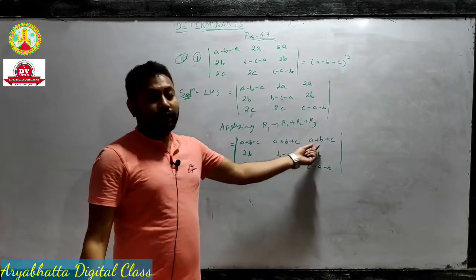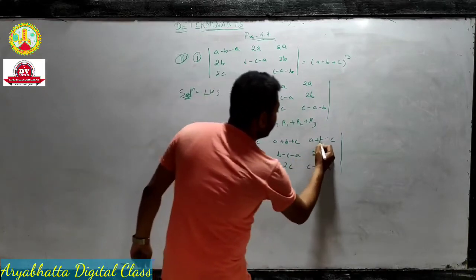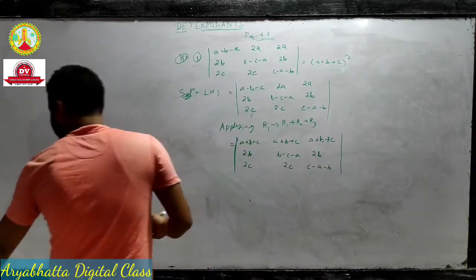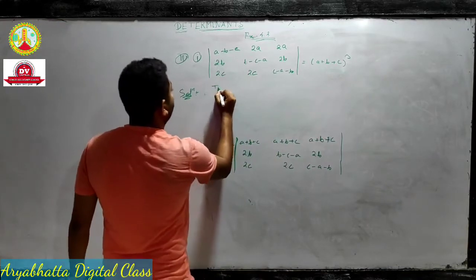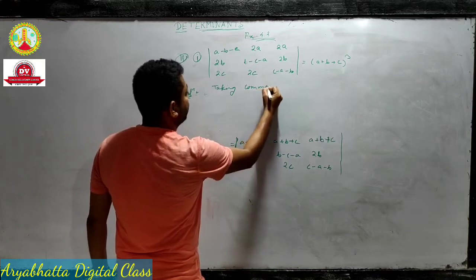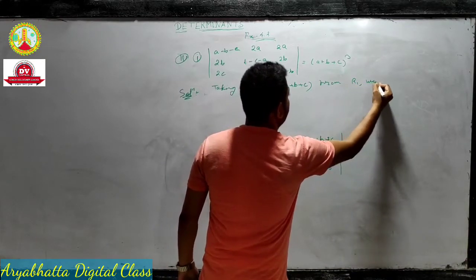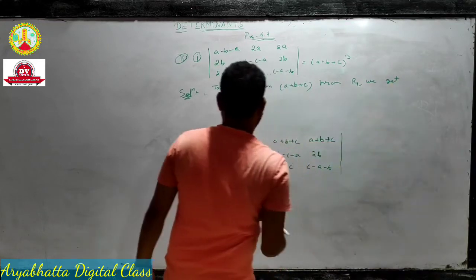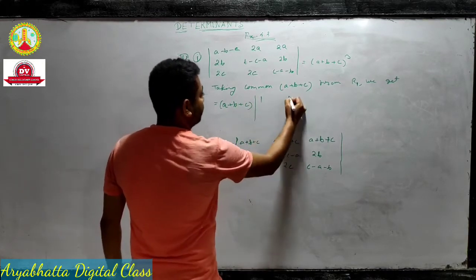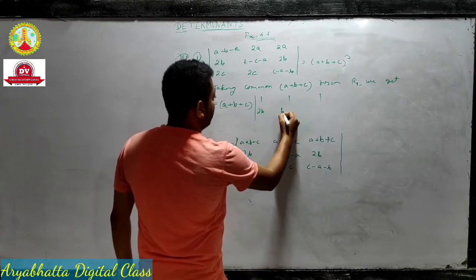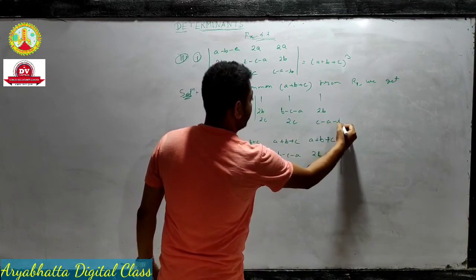Now, taking common a + b + c from the first row, we get (a + b + c) into the determinant with first row 1, 1, 1; second row 2b, b − c − a, 2b; third row 2c, 2c, c − a − b.